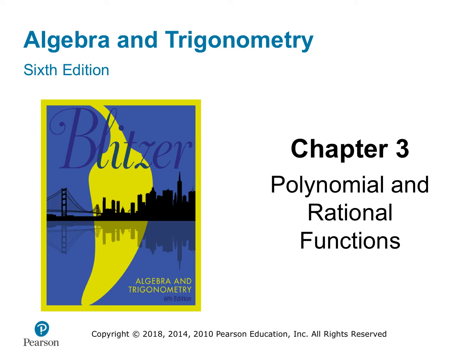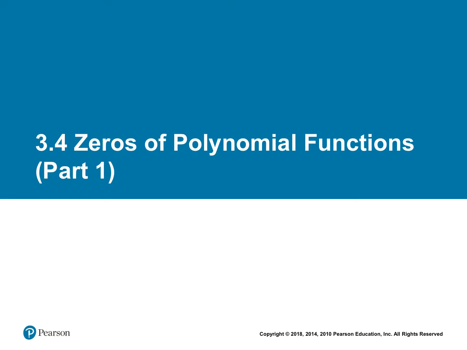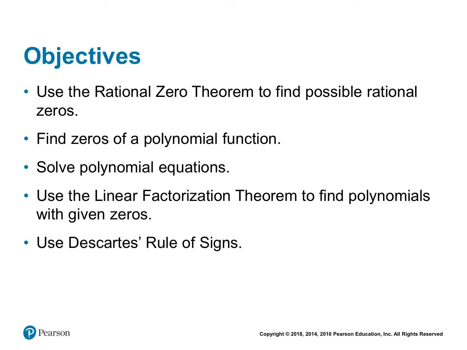We'll be working with polynomial functions again today. We're going to talk about how to find the zeros of those polynomial functions, and this is part 1 of 3.4. So our objectives are to use the rational zero theorem to find possible rational zeros, find zeros of polynomial functions, solve polynomial equations, and then later we'll do the linear factorization theorem and Descartes' rule of signs.